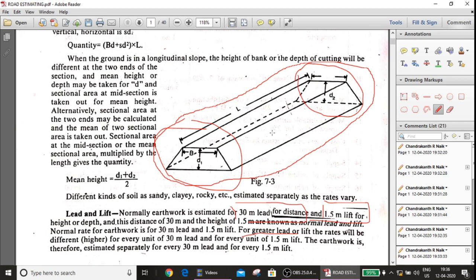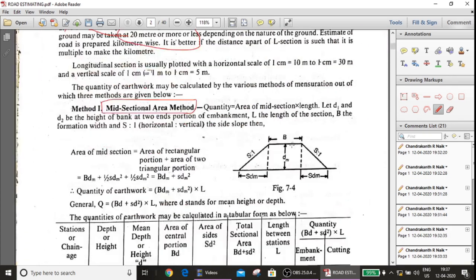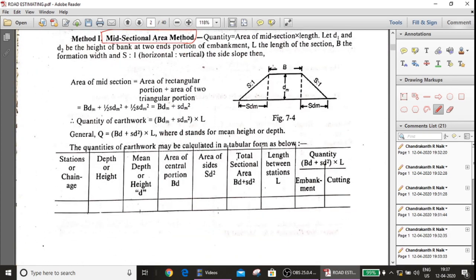So this D1 and this D2, D1 is the height at one end and D2 is the height at the other end. So by keeping that figure in mind, let D1 and D2 be the height of the bank at the two end portions of the embankment. L is the length of the section, B is the formation width, S to 1 is horizontal to vertical, the side slope. Then the area of the midsection is equal to the area of this rectangular portion plus the area of two triangular portions. So we will get the quantity of earthwork as area of midsection into L.